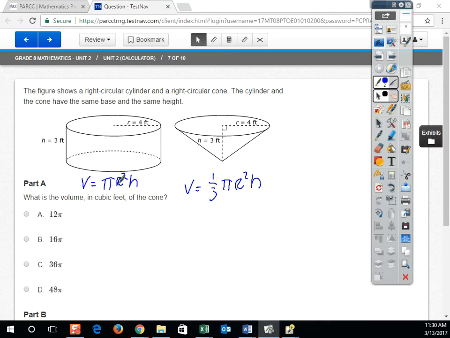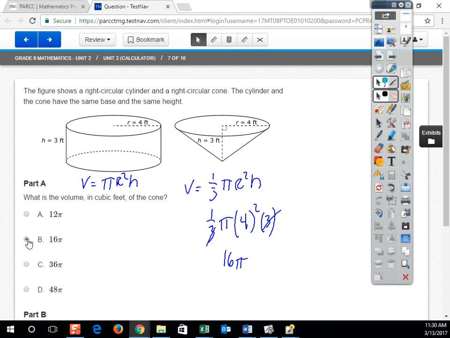Okay, so then, what is the volume of the cone? So we're talking about the cone. And so we have 1/3 pi times the radius, which is 4 squared, times the height, which is 3. Well, right away I know 3 divided by 3, that's going to cancel each other out. That's going to be 1. So I have 4 squared, which is 16 times pi. And it wants me to give the answer in terms of pi, which means I don't have to multiply the constant of 16 by pi.